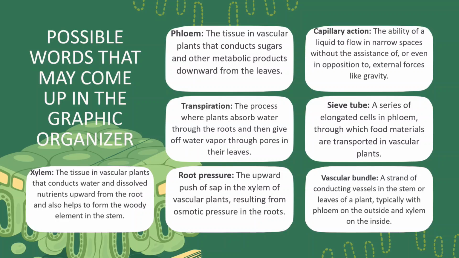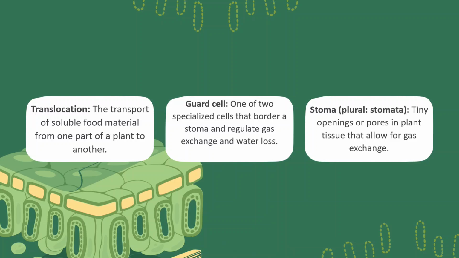Sieve tube, a series of elongated cells in phloem through which food materials are transported in vascular plants. Vascular bundle, a strand of conducting vessels in the stem or leaves of a plant, typically with the phloem on the outside and xylem on the inside. Translocation, the transport of soluble food material from one part of a plant to another.